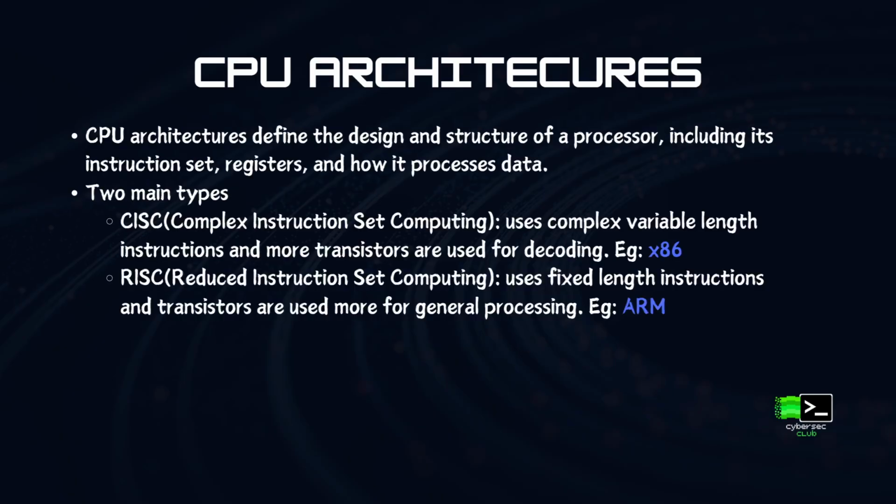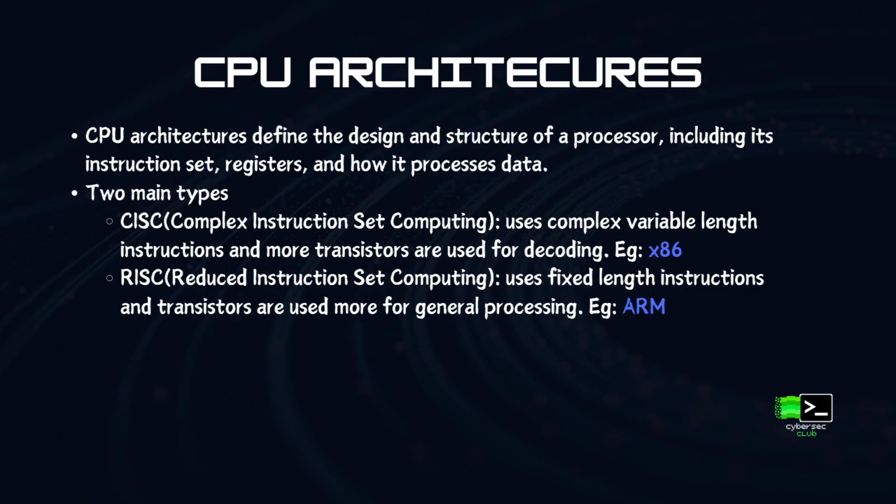Yeah. Okay, now CPU architectures. I mentioned earlier that a disassembler will do the disassembly based on the CPU architecture also. So what is architecture? Architecture is basically how you build something. So CPU architecture means how the CPU is built in the software sense. It defines the design and structure of a processor: what kind of instruction set it uses, the registers, and how it processes.